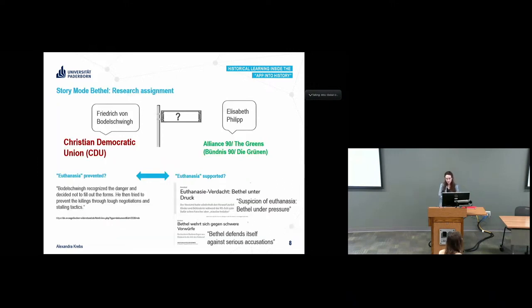Okay, so for the Bethel module, I also developed a research assignment. And this starts with a debate in the city council of Bielefeld. So two political parties discuss a new street name in Bielefeld. And the Christian Democratic Union wants to name the street after Friedrich von Bodelschwingh. He was the head of the Bodelschwingh Foundation during the Nazi time. And the Greens, a more liberal party, are against this, and they want to name the street after Elisabeth Philipp. She was a victim of the Nazi regime.